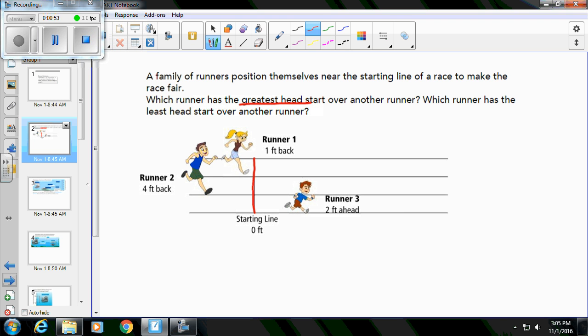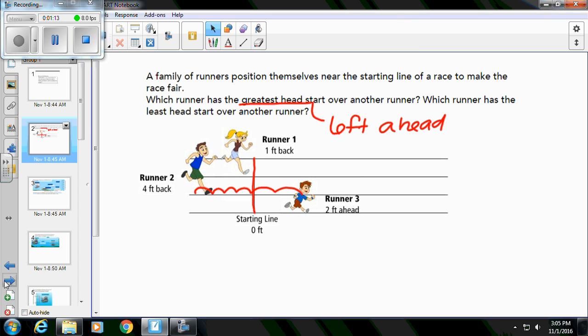And how far apart are they? If I count, 1, 2, 3, 4, 1, 2, runner 3 is 6 feet ahead. Okay. Which runner has the least head start over another runner? Well, let's look at runner 2 and runner 1, because they look kind of close together. He's 4 feet back, so 1, 2, 3. So they're 3 feet apart.